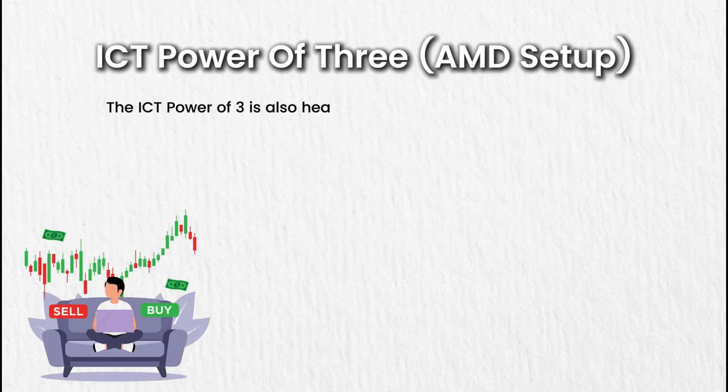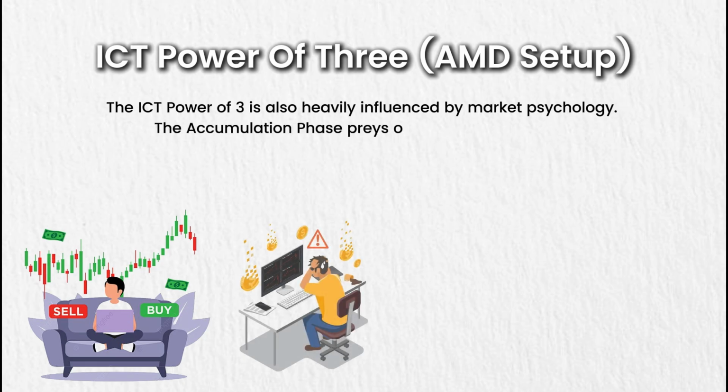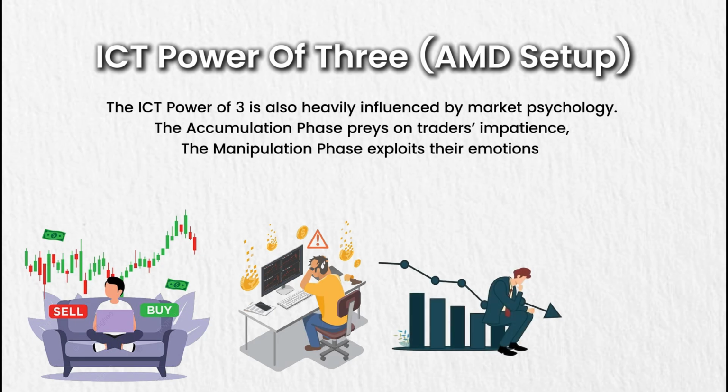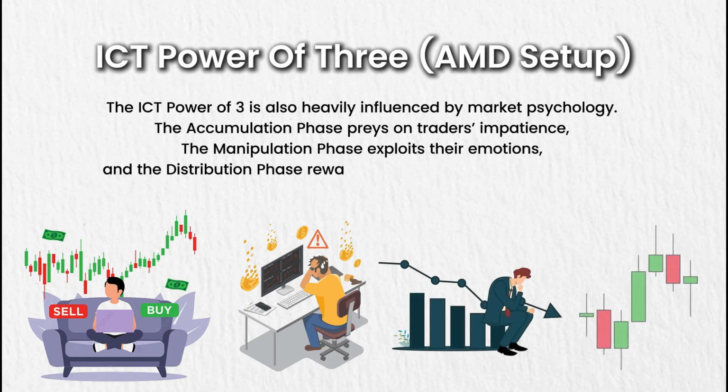The ICT Power of Three is also heavily influenced by market psychology. The accumulation phase preys on traders' impatience. The manipulation phase exploits their emotions, and the distribution phase rewards those who understand the game. This cycle mirrors the broader psychological journey of market participants, making it a powerful tool for those who can grasp it.